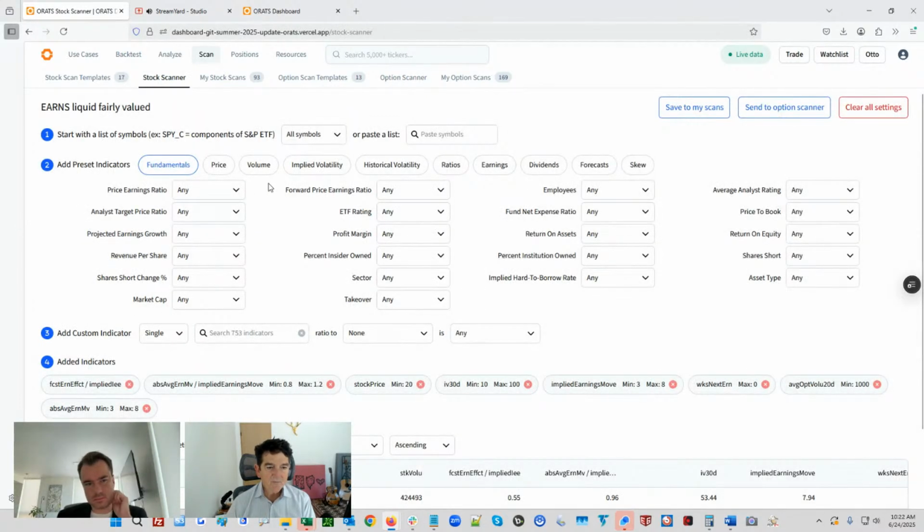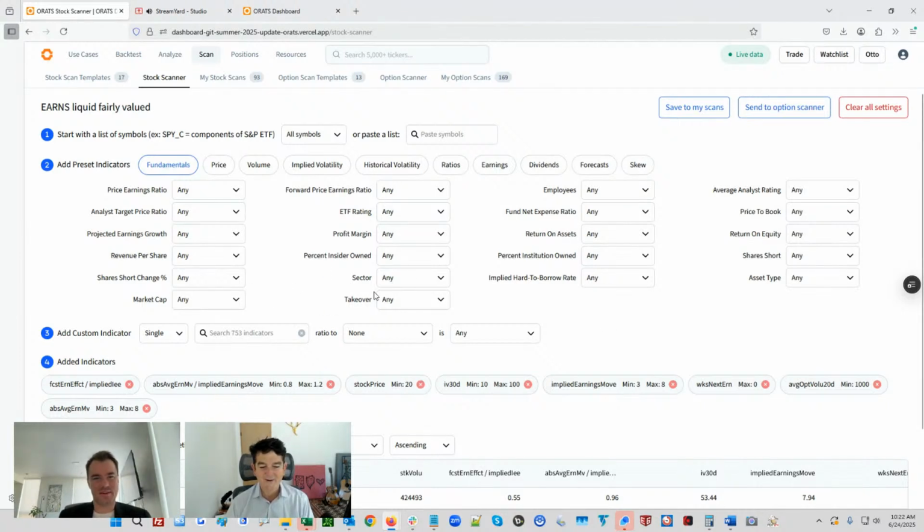And you could do a ton of things because we also have custom indicators where you can do singles or ratios of 700 indicators. So it's 700 divided by 700. How many different ones is that, Tyler? 50,000 different.